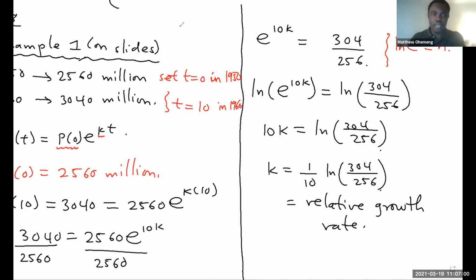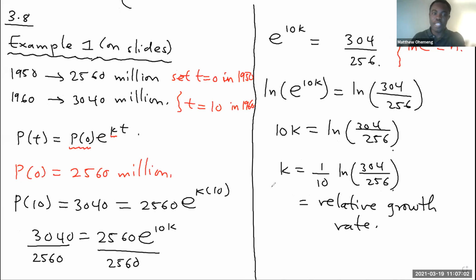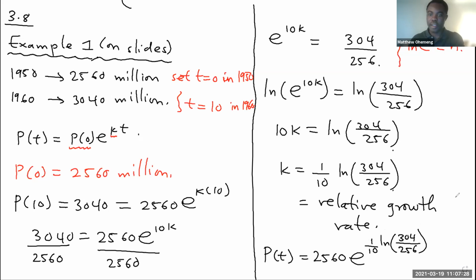Okay. Now, with the k obtained, that means that you now have a formula for the population at any time t, based on this model, right? So the population at any time t will just be 2560, and then e to the what? K. Now k is something we solved for. It's 1 over 10 ln of 304 over 256. You can simplify this if you want, but simplification is not the goal here. When we get our answer, that's fine, we can just put it in there. And then times what? T. So this is your actual model.